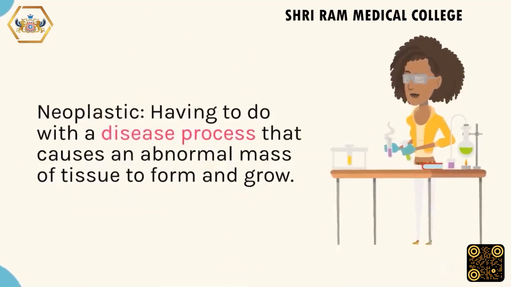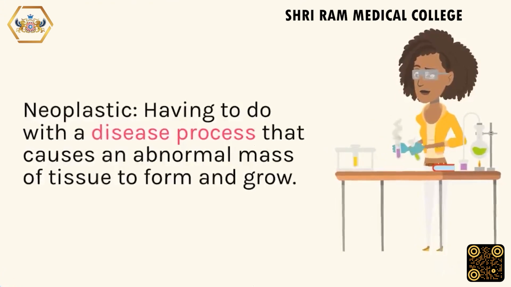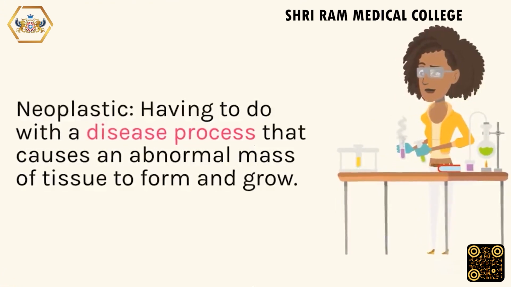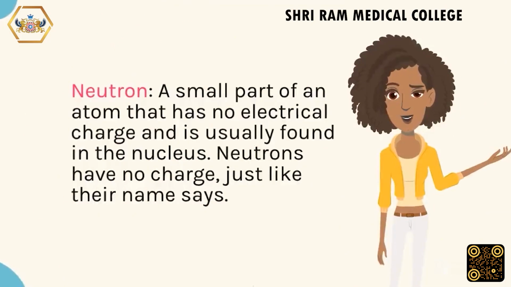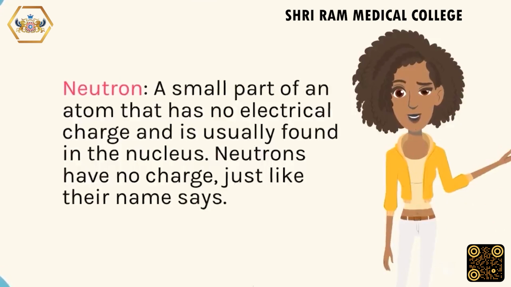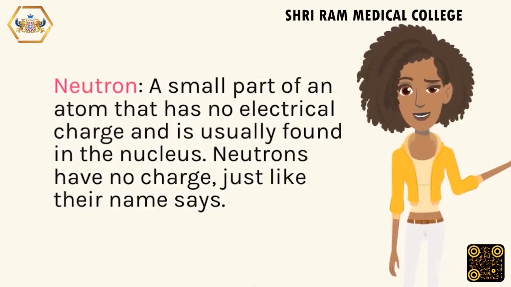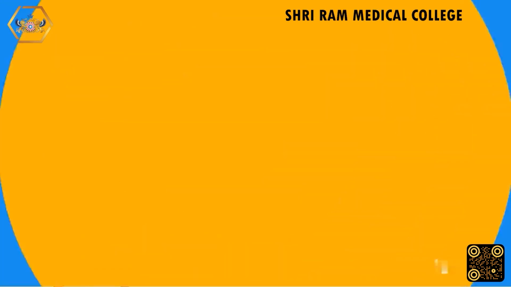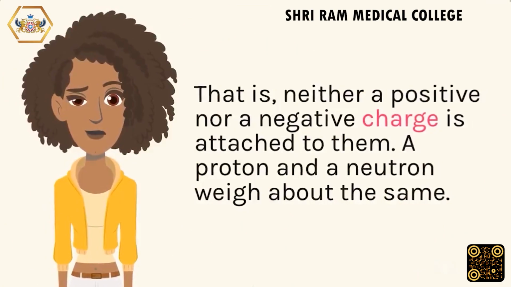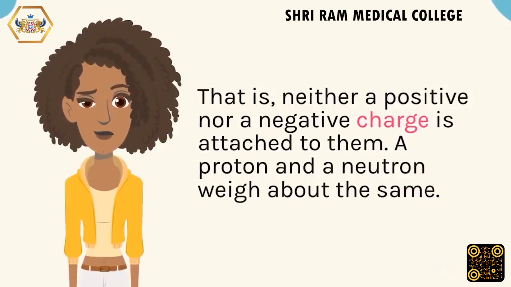Neoplastic. Having to do with a disease process that causes an abnormal mass of tissue to form and grow. Neutron. A small part of an atom that has no electrical charge and is usually found in the nucleus. Neutrons have no charge, just like their name says. That is, neither a positive nor a negative charge is attached to them. A proton and a neutron weigh about the same.